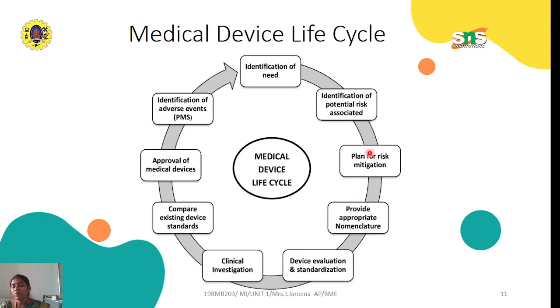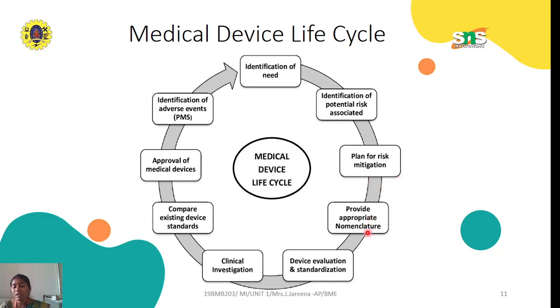Then you have to make a plan for risk mitigation. That means you can't have the device with the same potential risk. You have to have some alternative plans. In what ways or by what solutions can you reduce the risk? That is the plan for risk mitigation. You have to do this as an alternative wherever it's possible.